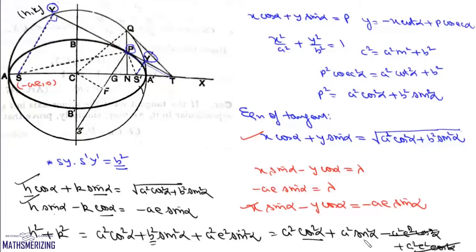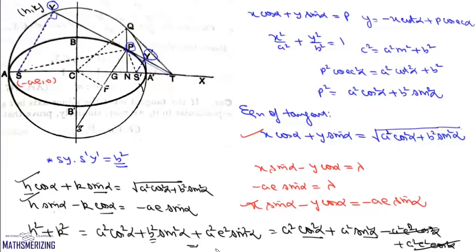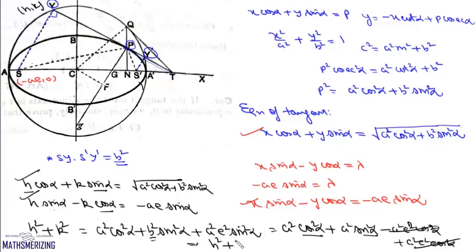Now cos square alpha plus sin square alpha is 1. So from here we can say h square plus k square is equal to a square, which simply means this point of intersection of these two lines will lie on auxiliary circle whose equation is x square plus y square equals to a square.